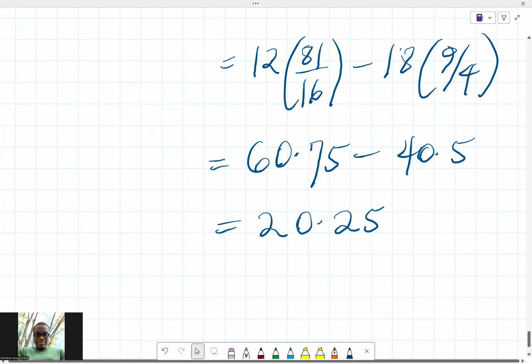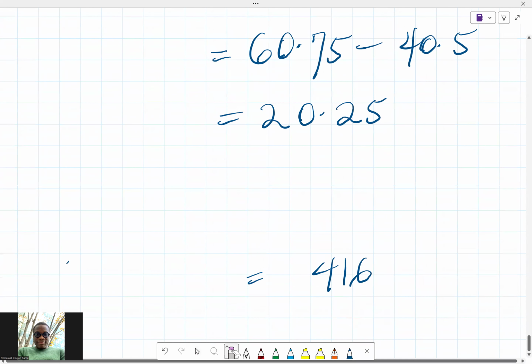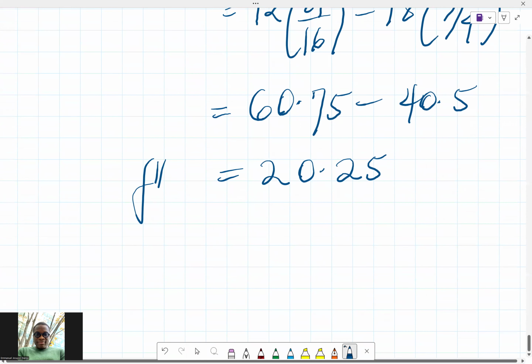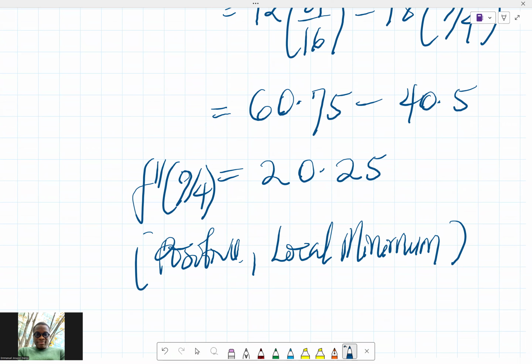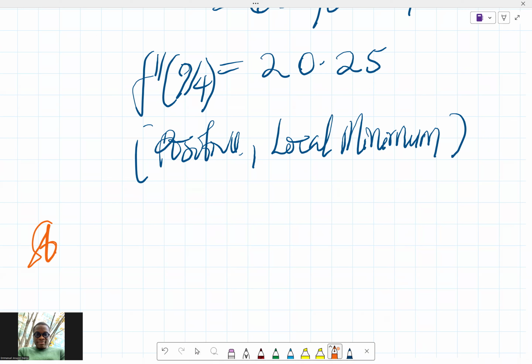Okay, that works. Because this is a positive value now, f prime prime of 9 over 4 is positive, and because it is positive, that means a local minimum. If it was negative, that would be a local maximum. So it's a local minimum. So we take care of that. Then we can move to step 4.